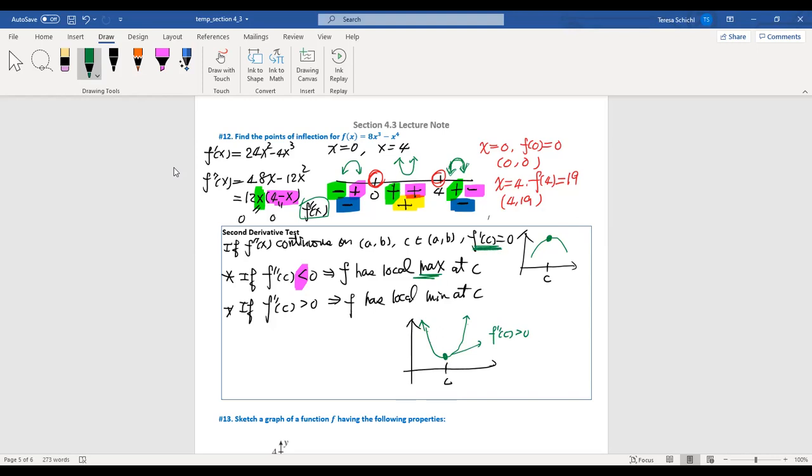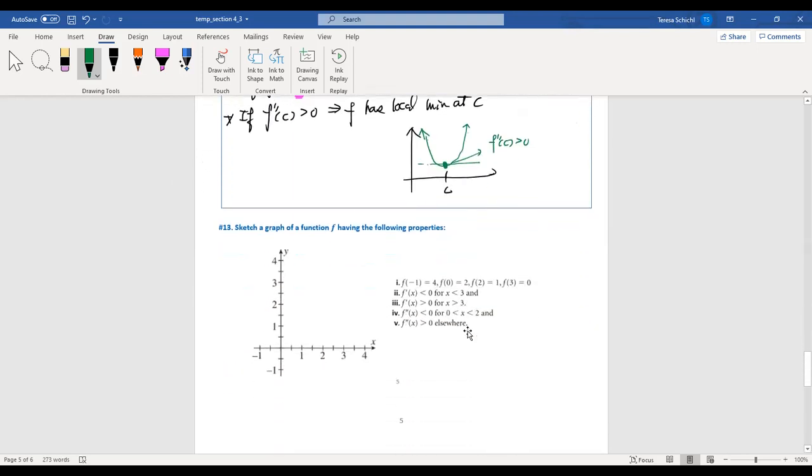But because f prime of c is equal to 0, that means the tangent line here is a horizontal tangent line. That's why this one is a local min here. Cool. Okay, so this is a really good test here.